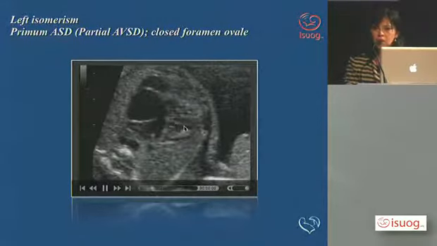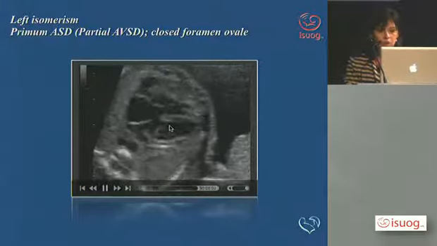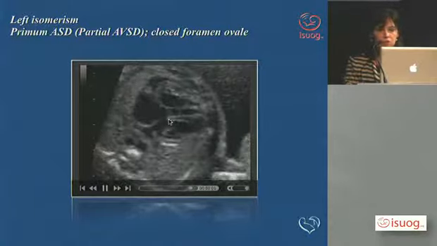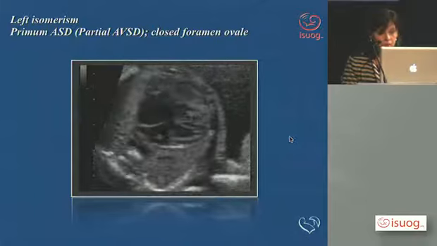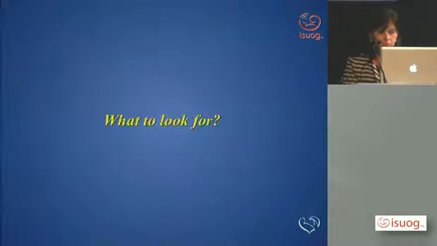So he had nothing else. All the other connections were good. It's just like what I described to you, and the baby only needed, at about 18 months of age, a closure of the primum ASD, and it's doing very well. At risk of rhythm abnormalities, but hasn't so far developed any of that.